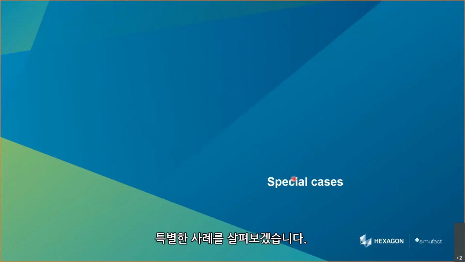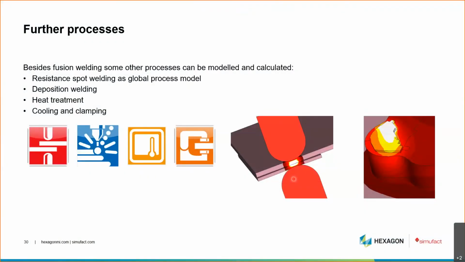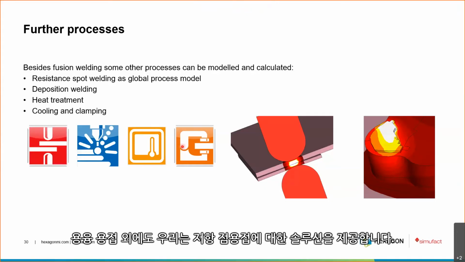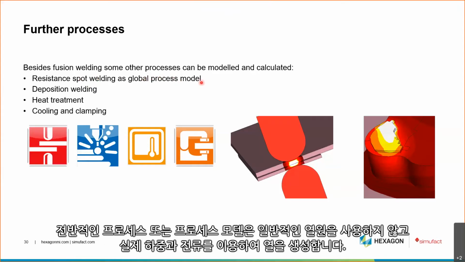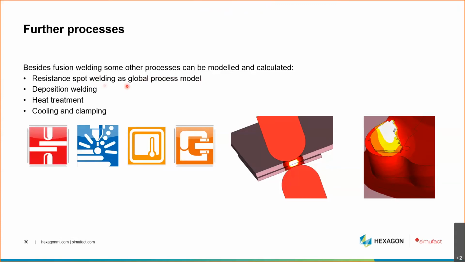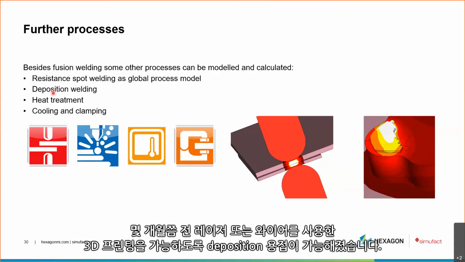Let us take a look at some special cases. So besides fusion welding, we also offer a solution for resistance spot welding as a global process model. The process model means we do not use an equivalent heat source here, but really in general use force and current and generate heat out of the current. Since a couple of months, we have a deposition welding module allowing more or less 3D printing with lasers or wire.